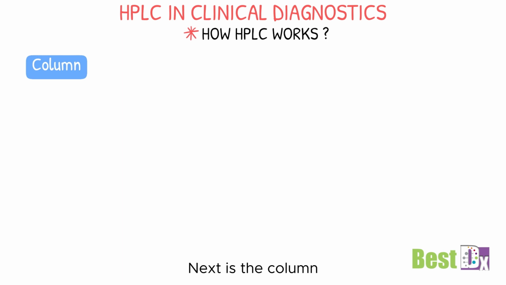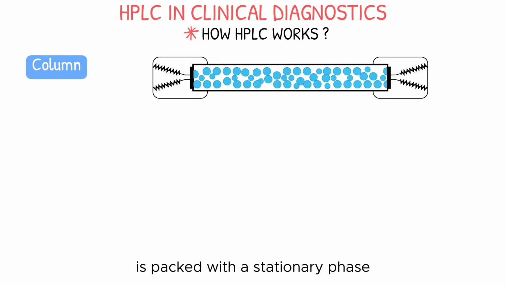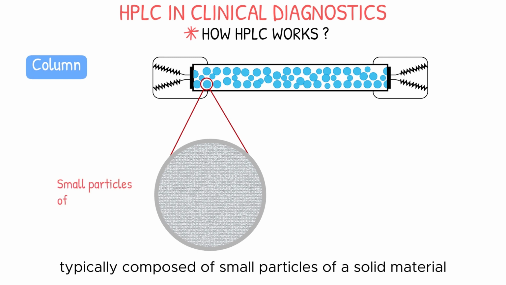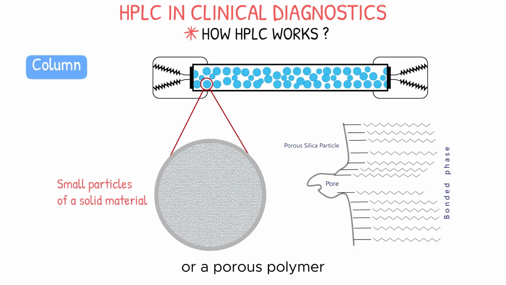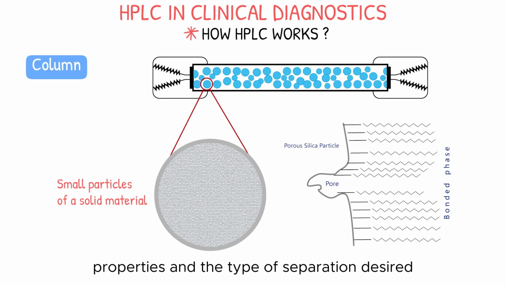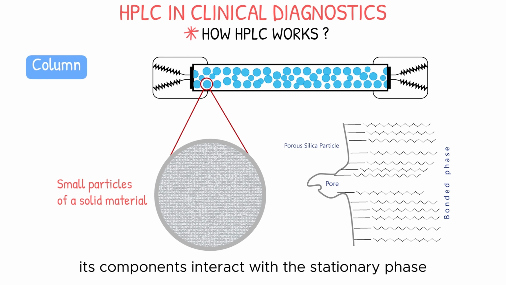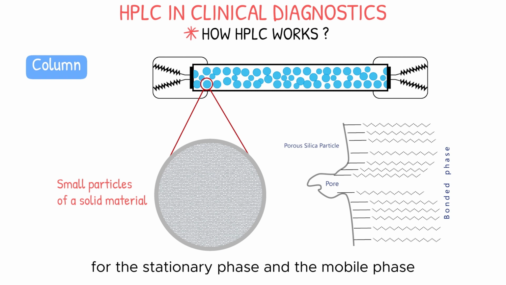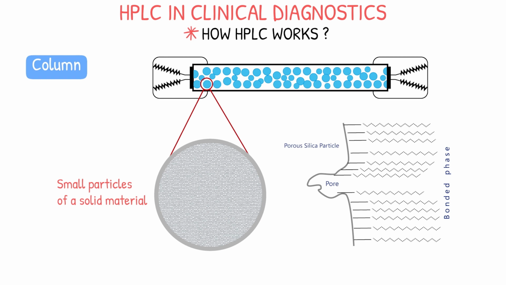Next is the column. The HPLC column is packed with a stationary phase, typically composed of small particles of a solid material or a porous polymer. The stationary phase is selected based on its chemical properties and the type of separation desired. As the sample moves through the column, its components interact with the stationary phase and are separated based on their affinity for the stationary phase and the mobile phase.